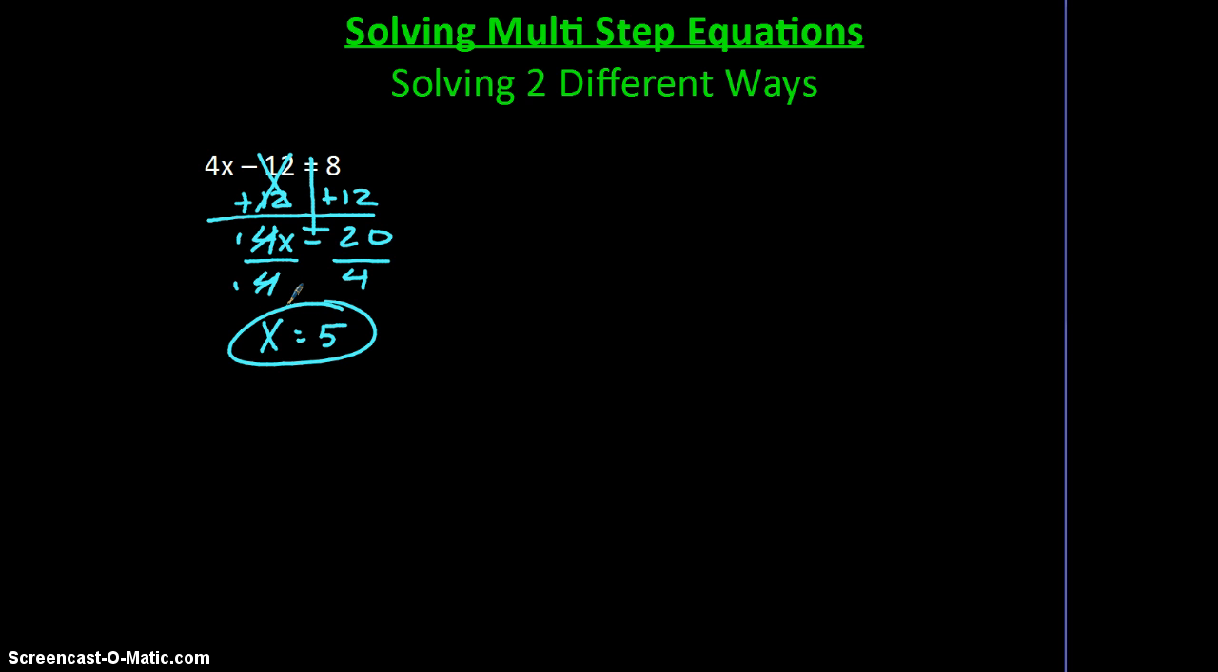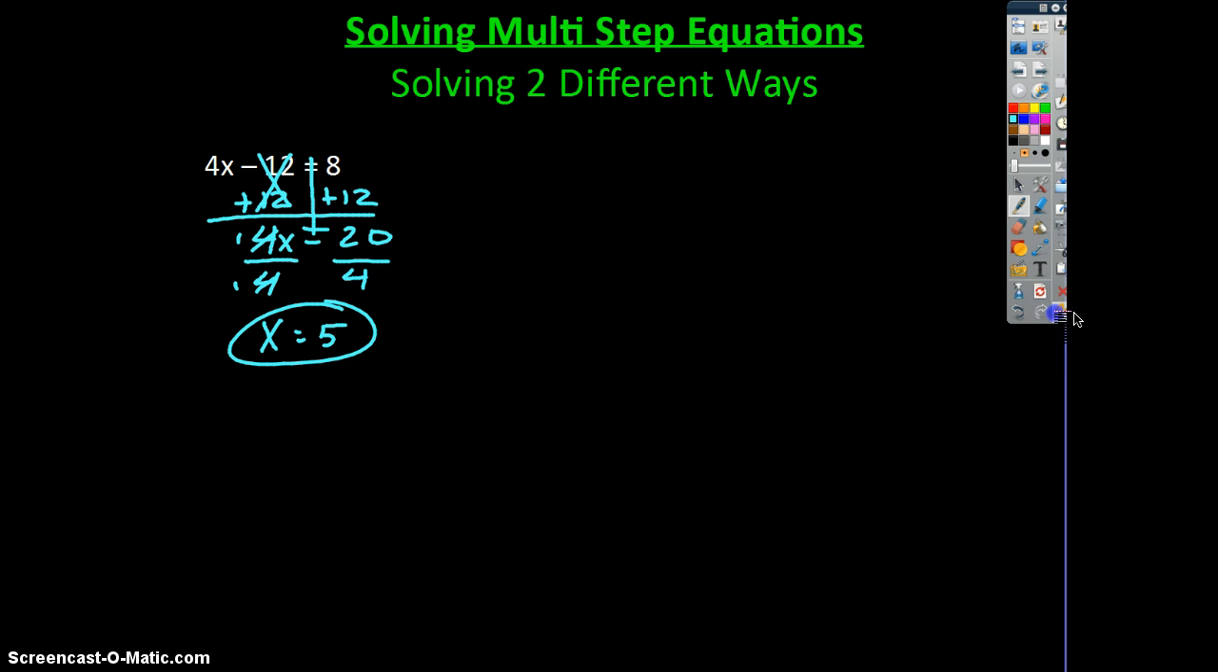What if, though, I wanted to solve this differently? So that's way one that you should have down in your notes. That's the first way to solve that equation, is to add to both sides or subtract to both sides and then get your variable alone, etc. Find 1x. Here's way two, though.